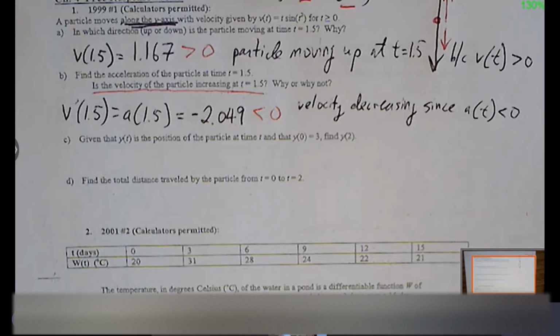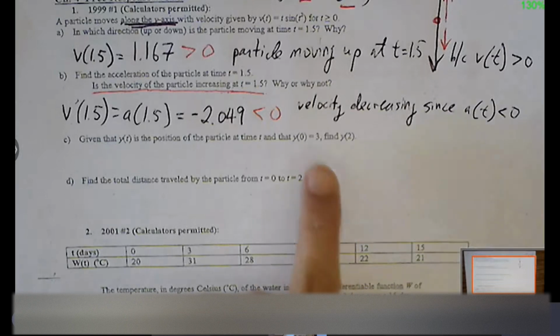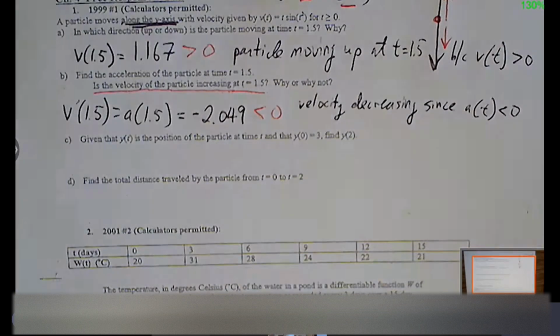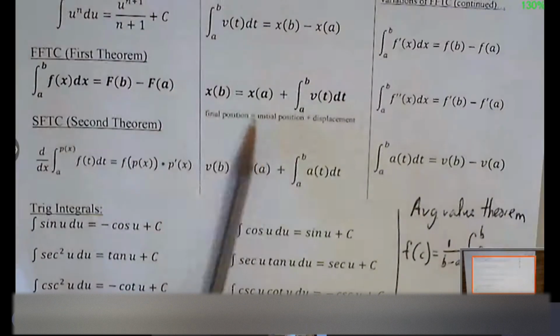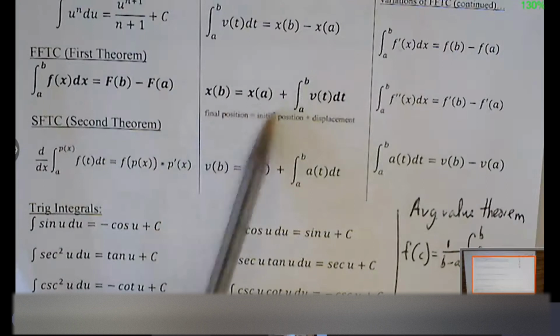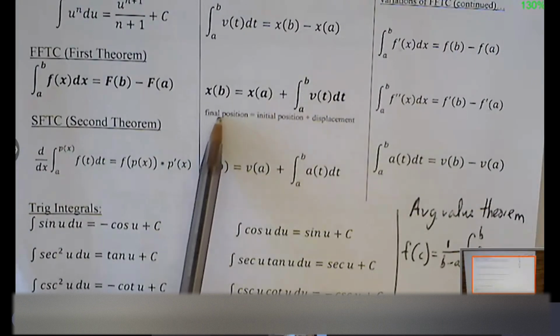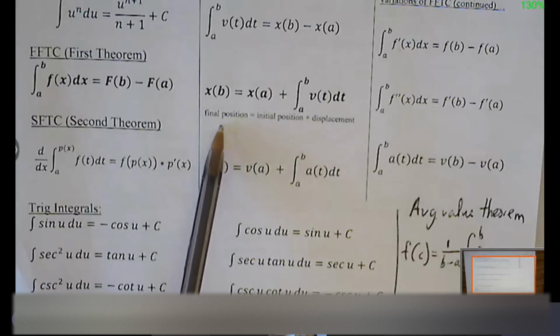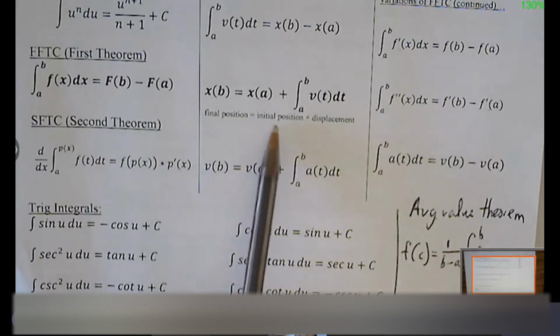All right, part C. Given that y of t is the position of the particle at time t, and that y of 0 equals 3, find y of 2. So let me point us to the formula sheet. I keep updating this formula sheet as I find more things to put on it. So we talked about yesterday how we have a formula that allows us to find a position of a particle.